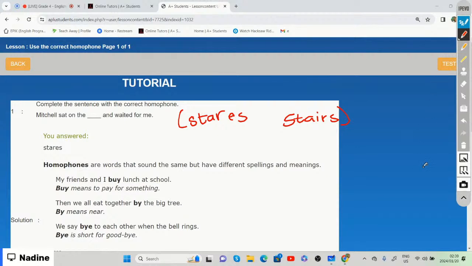And if we look at the correct word, yes, we are going to choose this one, right? Because that is stairs. It's like we are going up the stairs, down the stairs, right? And this word over here, it's like when you are looking at someone all the time. It's like you're staring, looking or watching someone all the time. Whereas this one is correct. It is going up and down the stairs, like the staircase. So which means that we say that Michelle sat on the stairs and waited for me. So that one is correct. Well done.